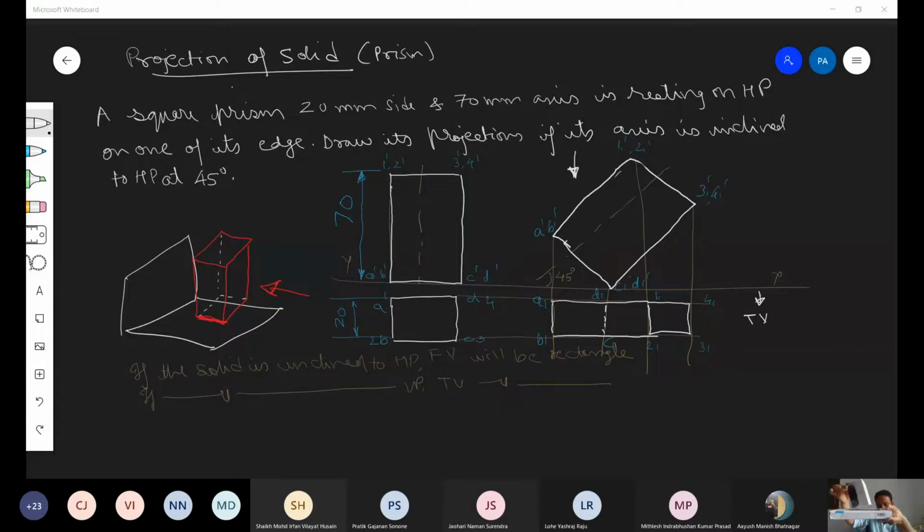And if it is said that it is resting on one of its corner, then it has to be rotated like this so that it can rest on one of its corner. You can see it's resting now on the corner. Now, when it is resting on its corner on HP, or resting on its edge on HP, to which plane is the axis of this prism inclined? Horizontal plane or vertical plane?